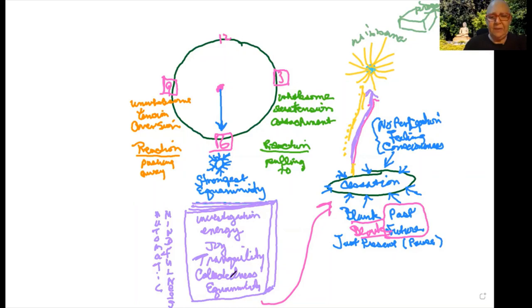This is what's happening at the six. Everything is becoming totally balanced. There's no managing it anymore. It's automatic mindfulness going on with balanced investigation, energy, joy, tranquility, collectedness, and equanimity. And you're able to just watch.